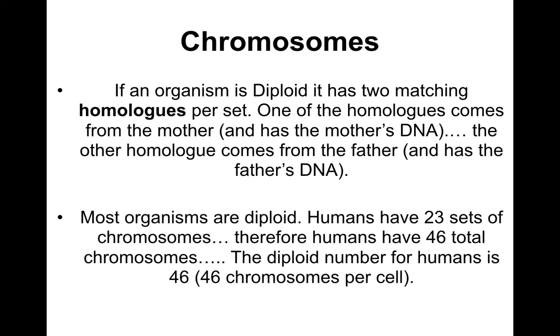Most organisms are diploid. Humans have 23 sets of chromosomes. Therefore, humans have a total of 46 chromosomes. The diploid number for humans is 46, which means there are 46 chromosomes in every human cell.